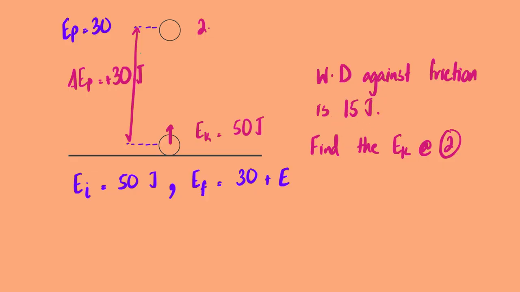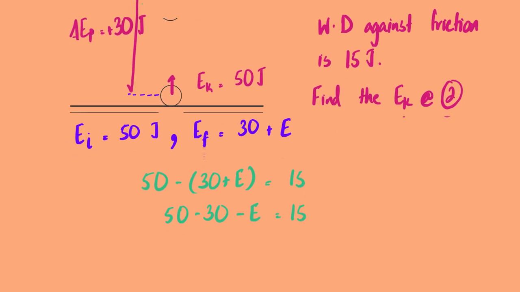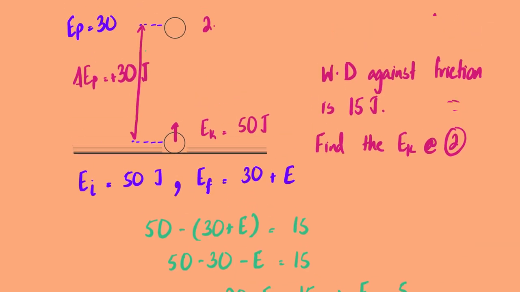So I can set up a very simple equation, and this is all there was to this question. 50, the initial energy, minus the final energy, 30 plus E, should equal 15, right? So this becomes 50 minus 30 minus E equals 15, right? So 50 minus 30 is 20, minus E equals 15, and from here E eventually turns out to be 5 joules, right?